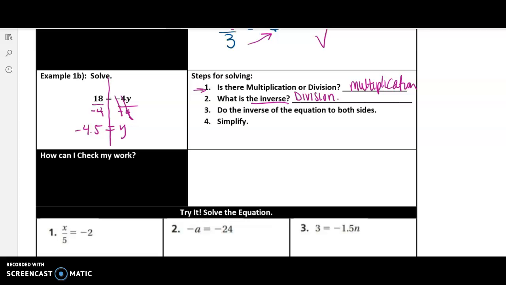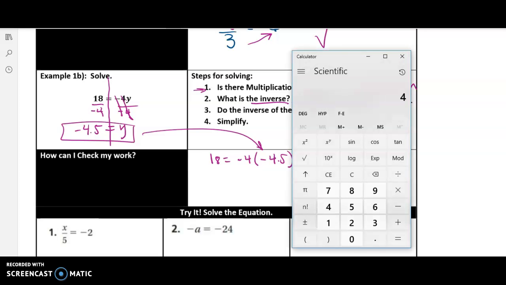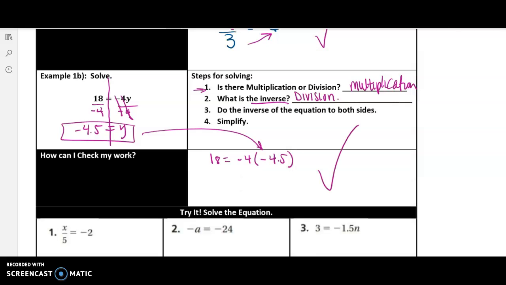So let's check our work and make sure that we're correct. So we have 18 is equal to -4 times y, but we found out that y is actually -4.5. So we're going to check on our calculator is 4, make it negative, times 4.5, which is also negative, equal to 18. And you'll see that it is, so we got this one correct.